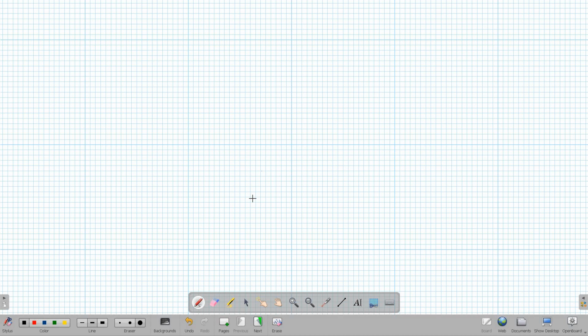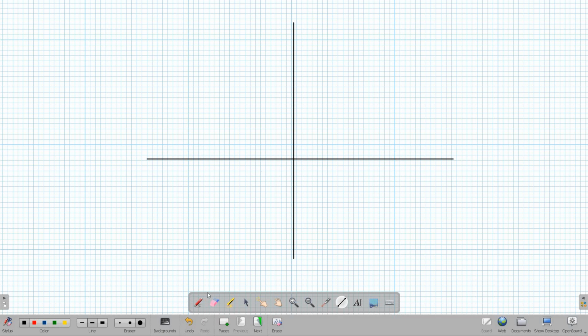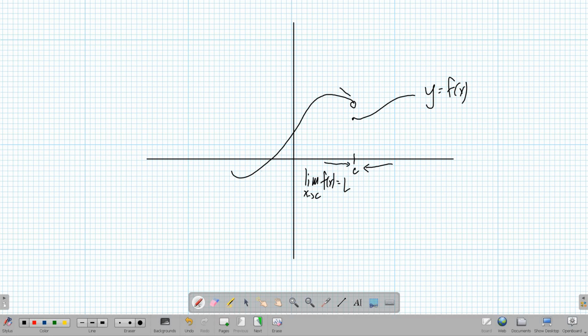Before we proceed to the next concept of limits, let's first have a review of what we have talked about so far. Say, for example, we have this graph of the function y is equal to f of x. We say that the limit of f of x as x approaches c is equal to a certain number L if, as the x values get closer and closer to c, the f of x values get closer and closer to a certain number. So that's the informal way of defining our limit.